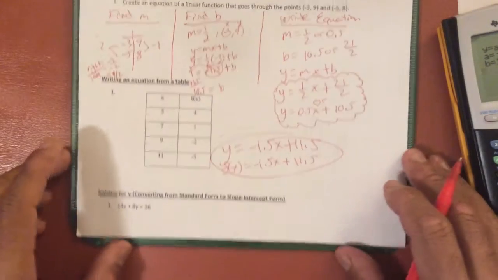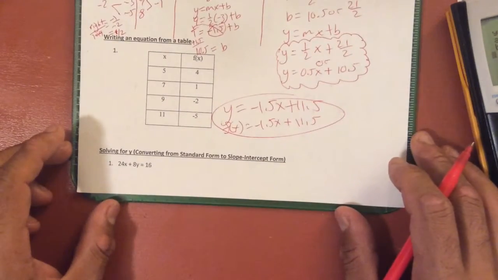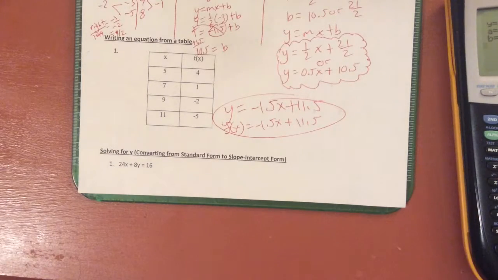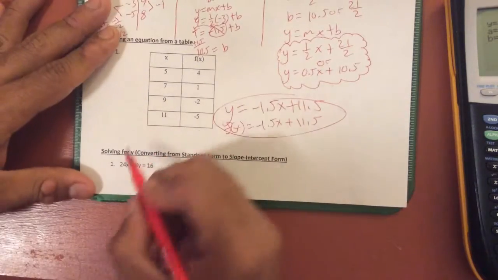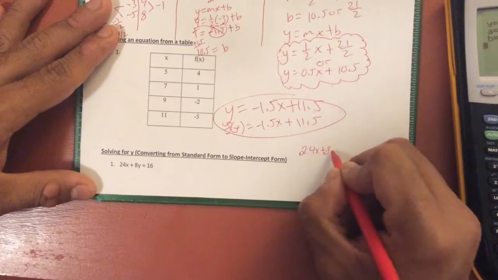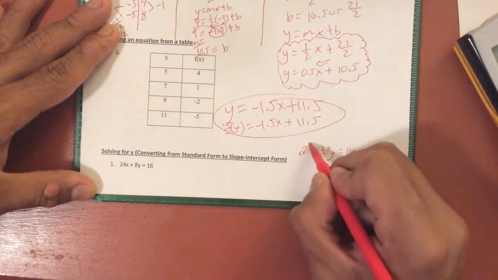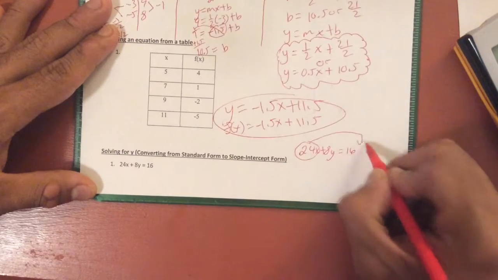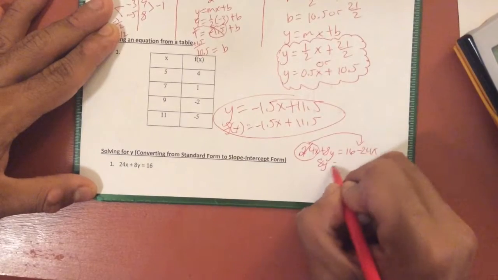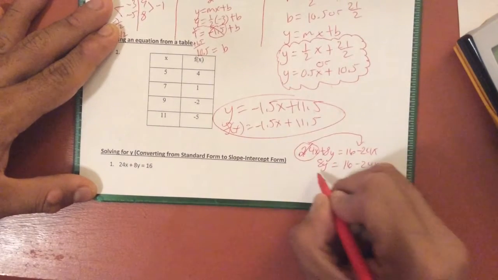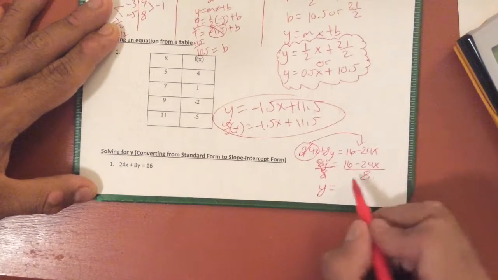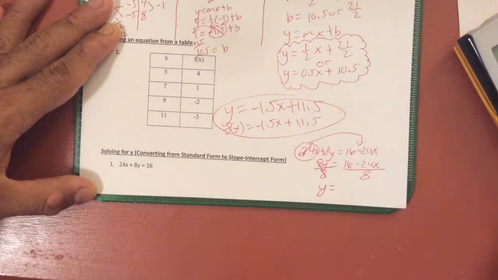Now, moving on. Number 1, under solving for y, converting from standard form to slope-intercept form. Okay, pretty easy. All you have to do is solve for y. So first thing I need to do, and I'm going to rewrite this problem over here so I can have more space. So the first thing I want to do is jailbreak the 24x to the other side. That becomes a -24x. So I'm left with 8y equals 16 minus 24x. Then I want to divide by 8.